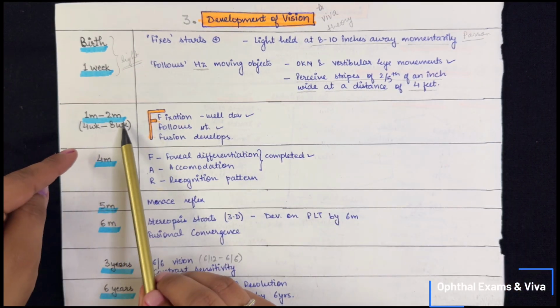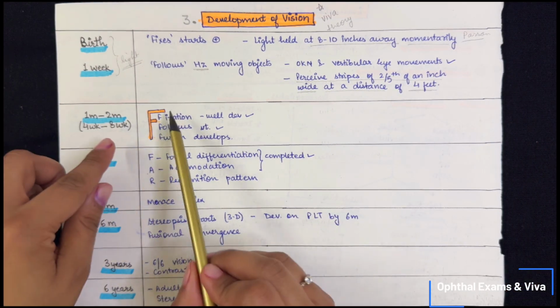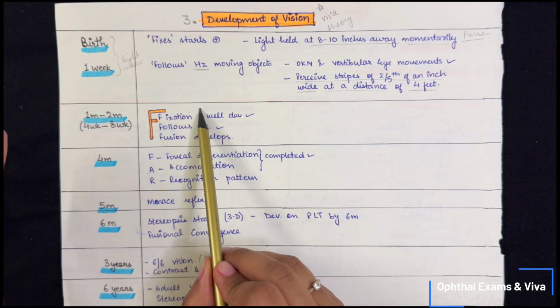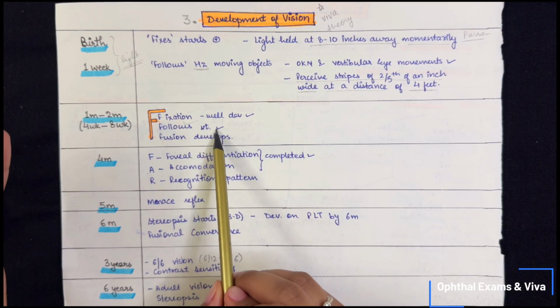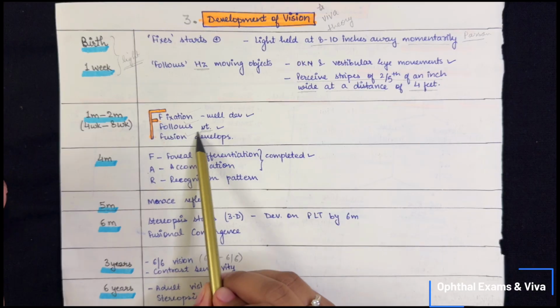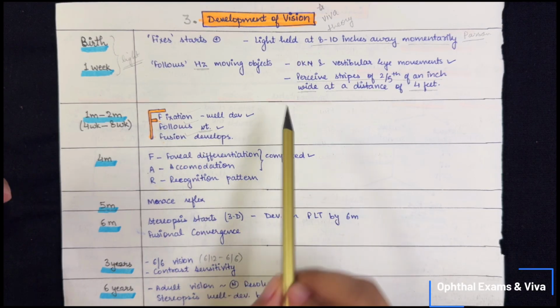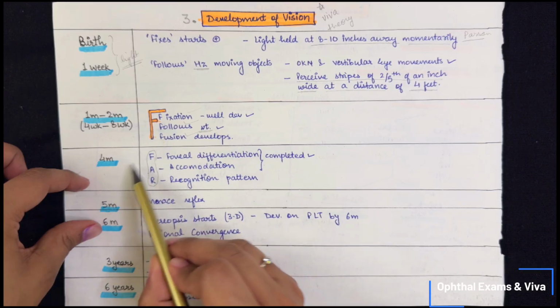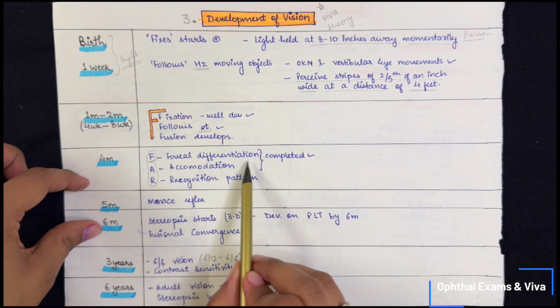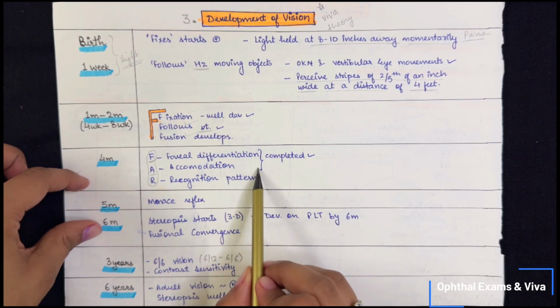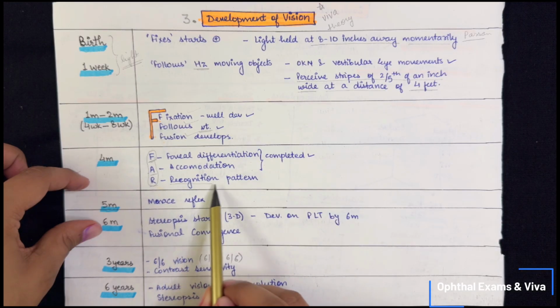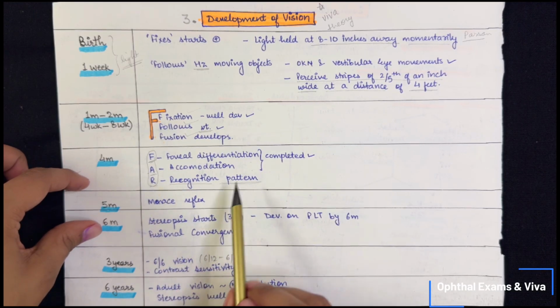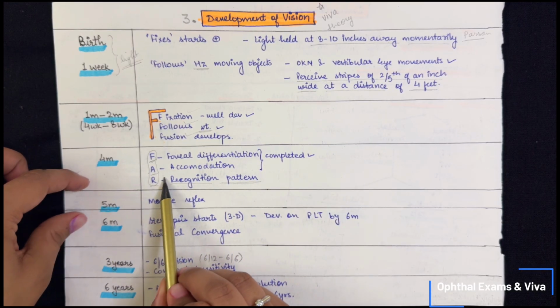By 1 month to 2 months, or 4 weeks to 8 weeks, you remember as F, that he starts fixing also, he follows completely horizontal as well as vertical, and fusion is also there. Then by 4 months, for 4 you remember far. So far, F, that foveal differentiation, and A, accommodation. Both are completed, and recognition pattern is there by 4 months. So 4 for far, you remember.